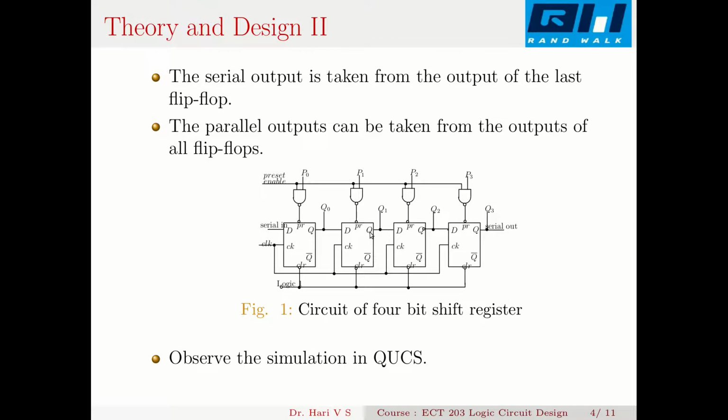So this Q is connected to the next D. If you give one more clock, this 1 will appear here, and the first will be 0. If I apply one more 1 here, it will become 1 1 0 0, and so on. Anyway, I will show you the simulations.